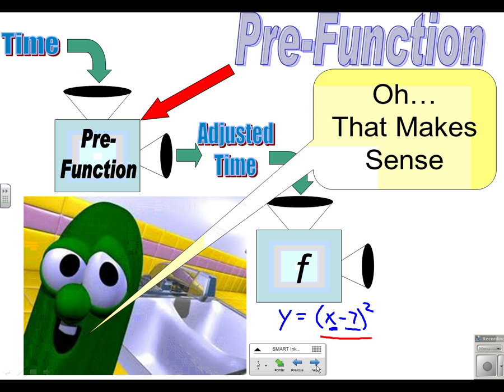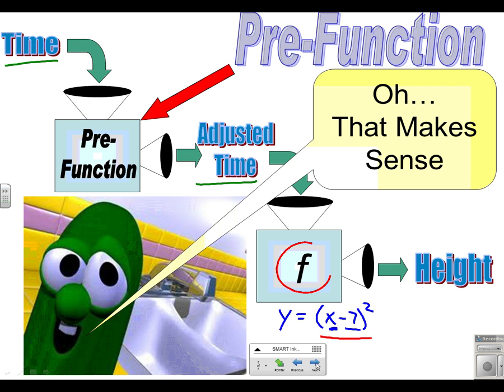Along the way, apologies to Big Ideas or to VeggieTales. But yeah, that makes sense. What does the pre-function do? It starts with time and just adjusts the time. And then we go into our function, which takes that adjusted time and turns it into a height. That's what the base function does. It turns time into height. Really important concept there for understanding.